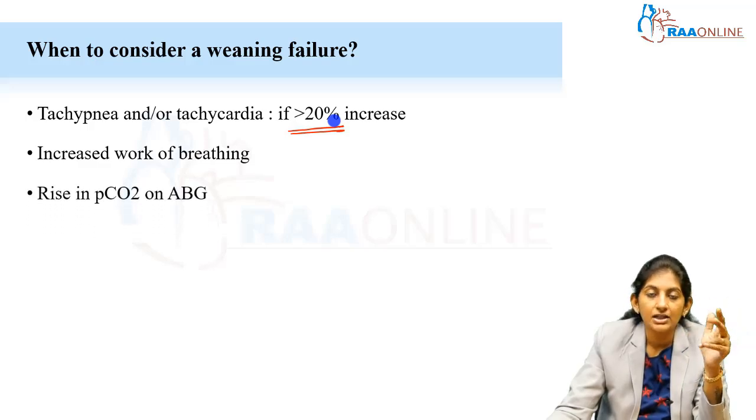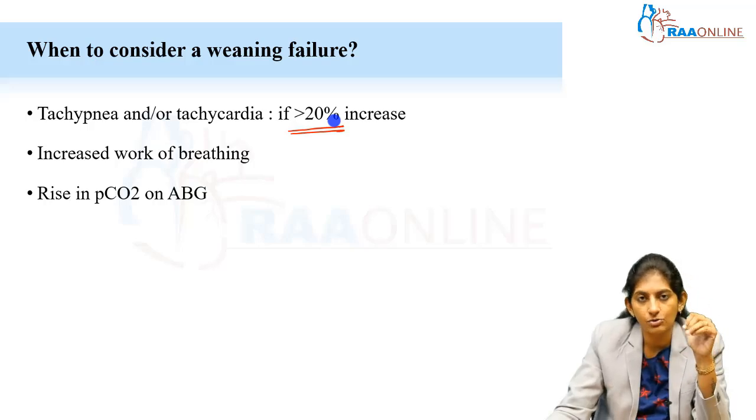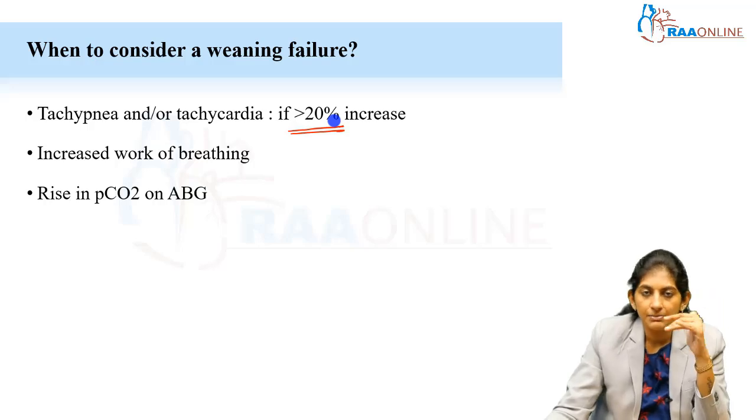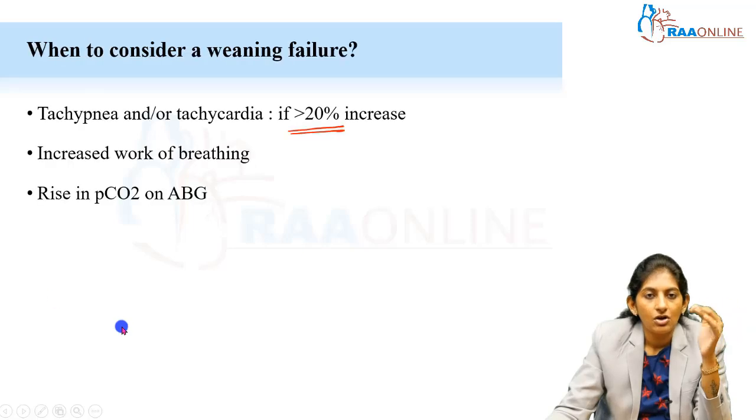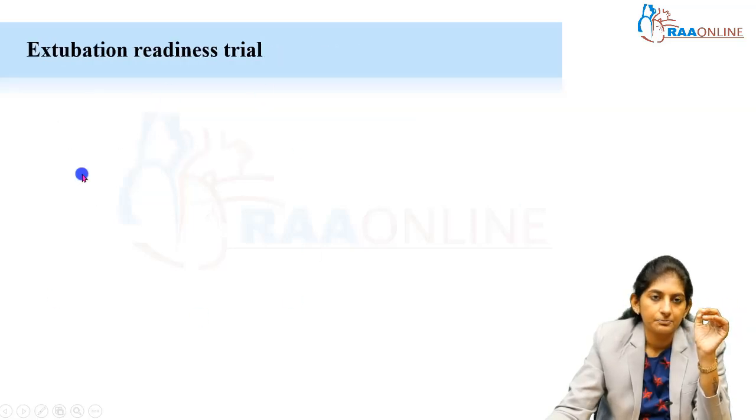Always before you start the weaning process, do an ABG, and during the weaning process, mostly 2 hours later, you repeat this ABG. When there is a rise in PCO2, it means there is a weaning failure. The patient is not able to ventilate properly. So these are all considered as weaning failure.